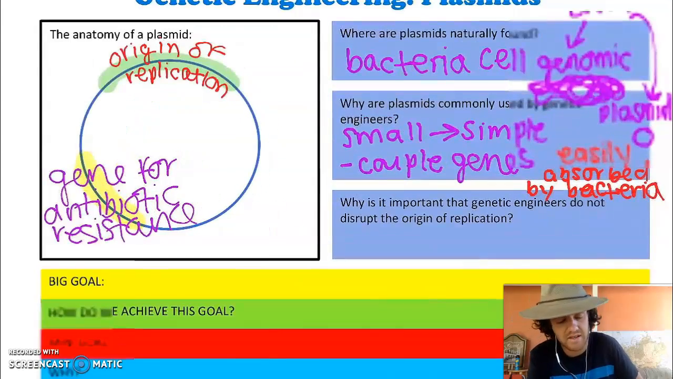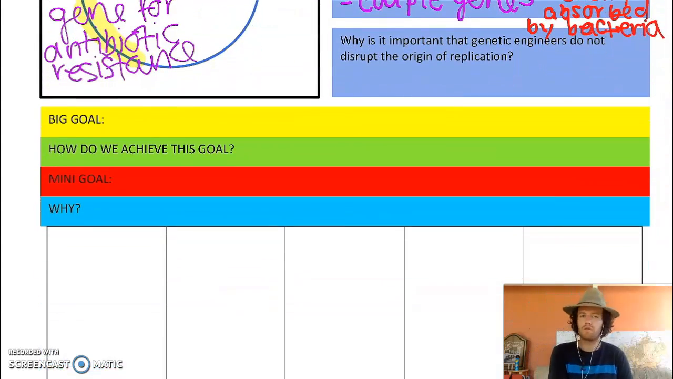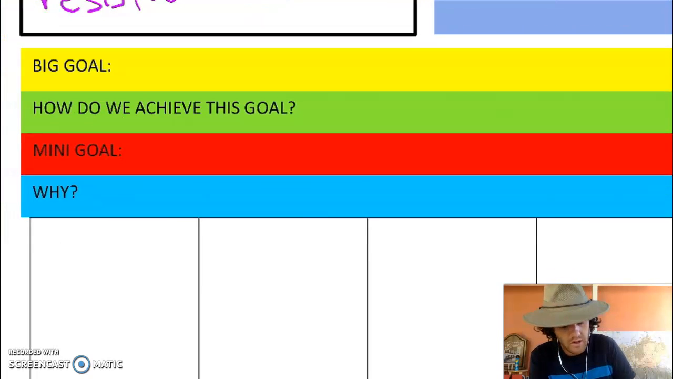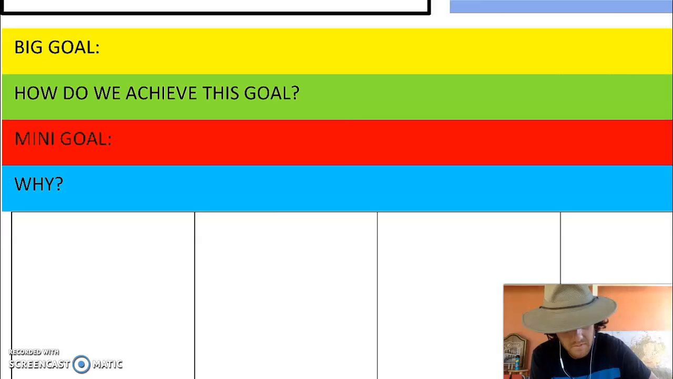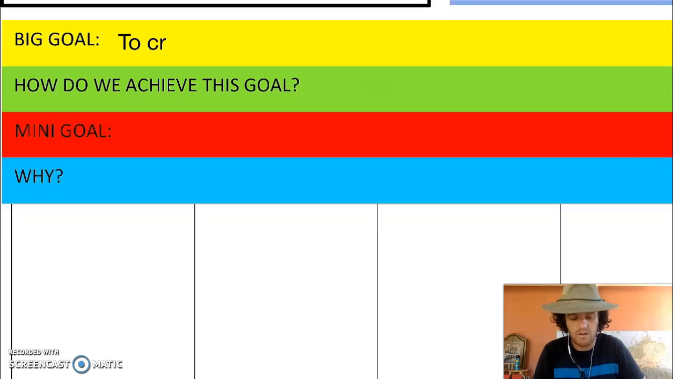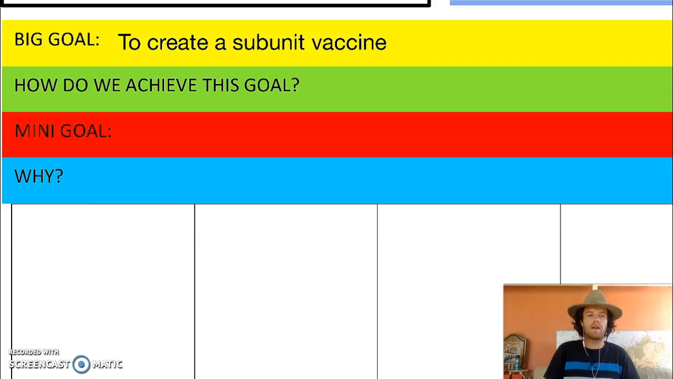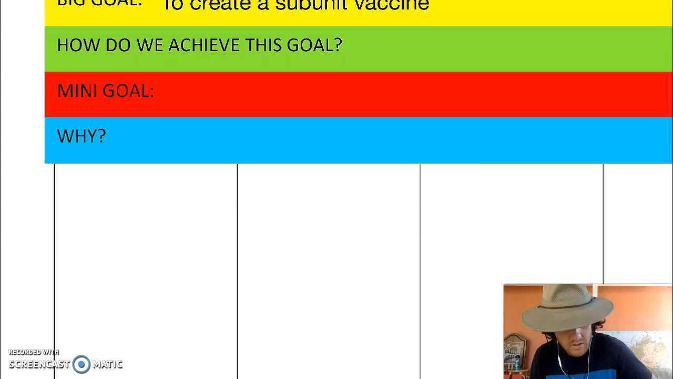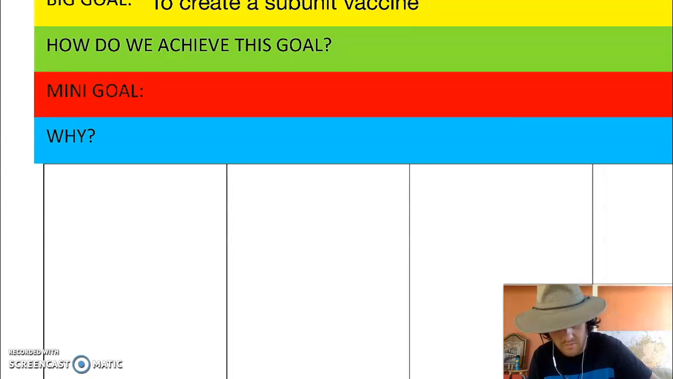Now that we've reviewed plasmids a little bit, let's go back over our goals for what we're trying to have happen during our procedure today. Our big goal is going to be to create a subunit vaccine. That is our big goal. So how do we achieve this goal? I am so glad that you asked. Let's see if it'll let me type in here. There we go.